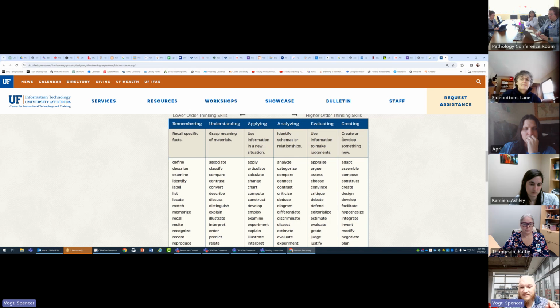What's really interesting here is that some of these actually are in multiple categories. For example, here's compare as an understanding level, and then here's compare at the analyzing level. Okay, so when we choose these, I would like you all to tell me, what are we choosing these for? These verbs, where are we putting them into? Where are we adding these?